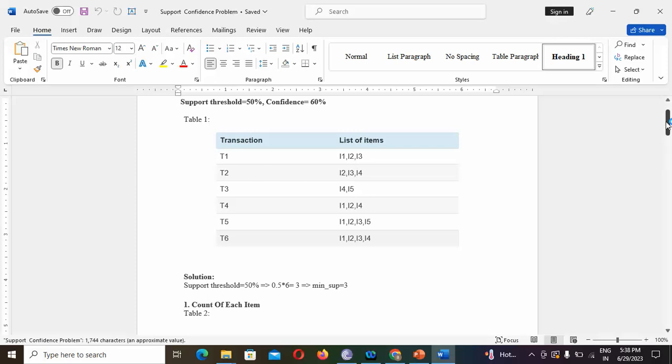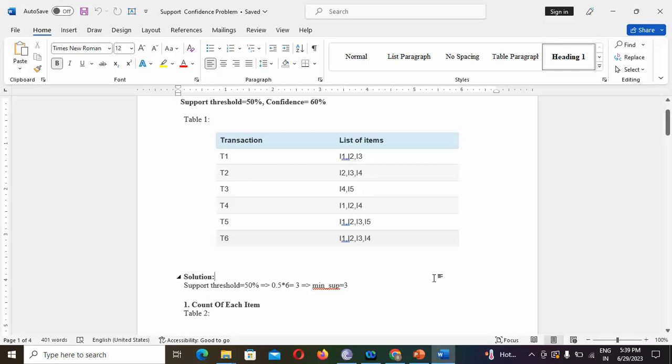We are going to consider a problem with these transactions and list of items. In the problem, they are giving a support threshold level of 50% and confidence level of 60%. Let us apply this market-based analysis procedure based on association rules for the given transactions and list of items. If you observe here, totally 6 transactions are there and the list of items are given below. So let us start the solution, how we are going to provide the solution for the problem.